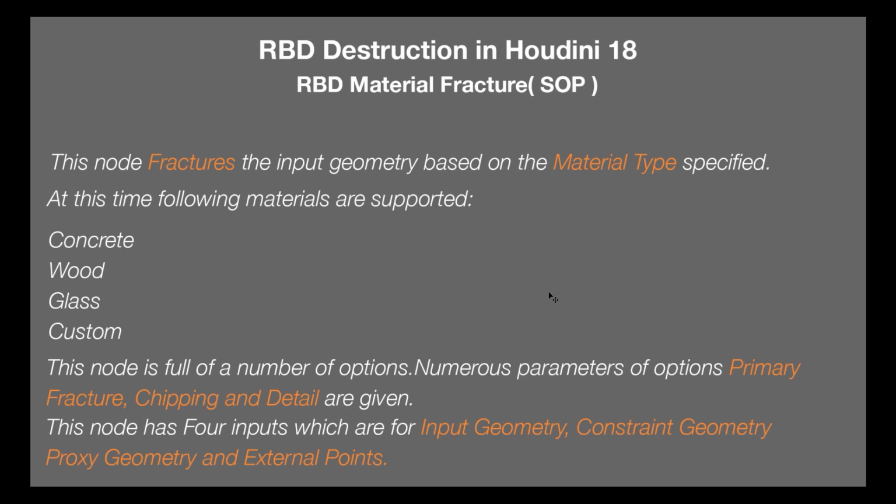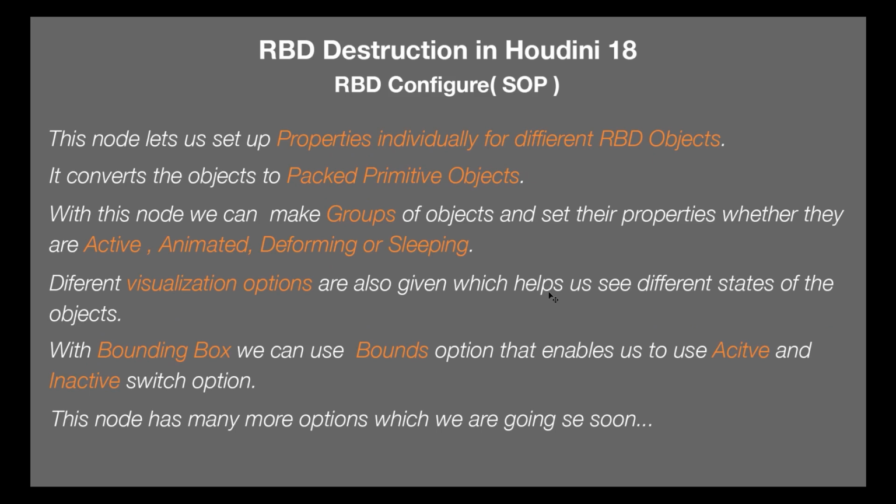Okay, so along with that, I also want to tell you about the other node, which is the RBD configure node. This is a new node in 18 with this workflow. So what it does actually, when we are using a DOP network, there are so many things we do in the DOP network. Like the first thing we create, we pack the objects. So this is the node which is going to do that work.